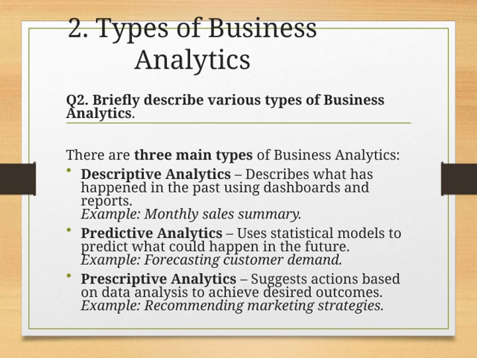Now, let's take a closer look at the 3 main types of business analytics. First, we have descriptive analytics. This type is all about understanding what has happened in the past. Think of it as looking at dashboards or reports that summarize past performance. For example, a monthly sales summary helps us see how our sales have been performing over time. It's the foundation that gives us a clear picture of historical data.